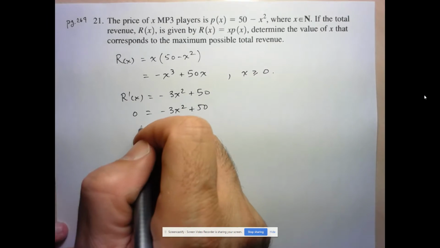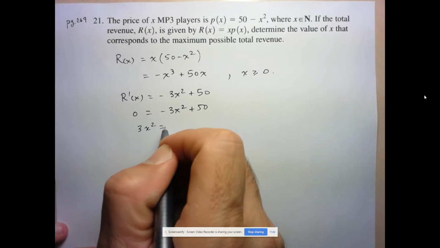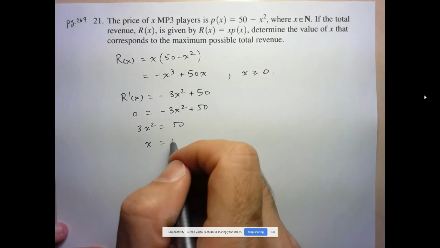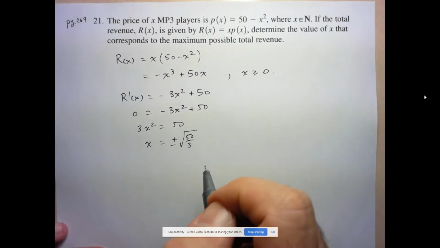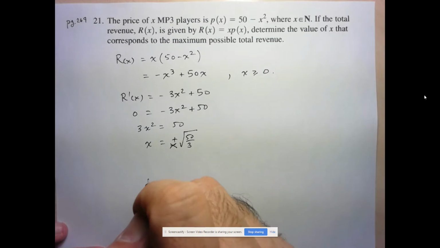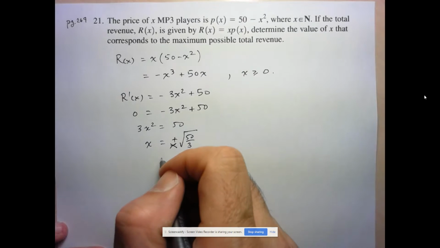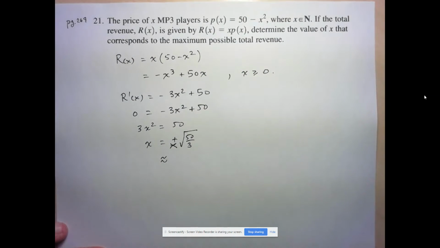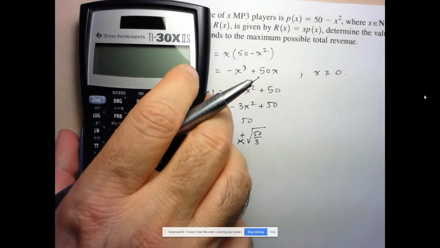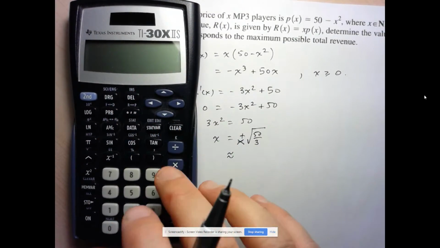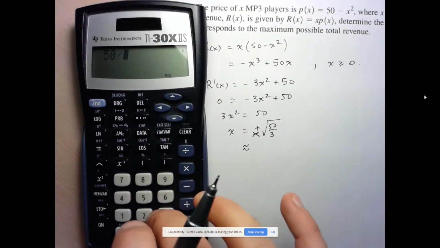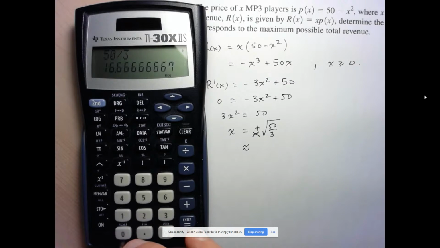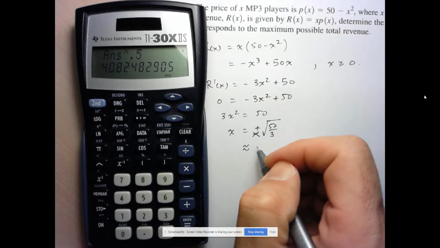All right, and this we can just solve. So here 3x squared is equal to 50. So x is equal to plus or minus the square root of 50 over 3. So while we do have two critical points, I'm not interested in that negative one. All right, so here, since x can only be an integer, okay, so let's find here 50 divided by 3, and then we'll take the square root of that, exponent 0.5, and so that's about 4.